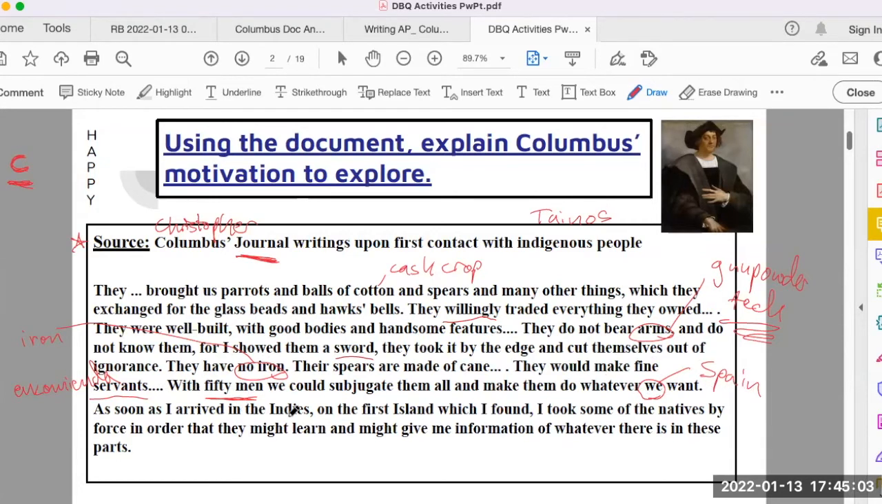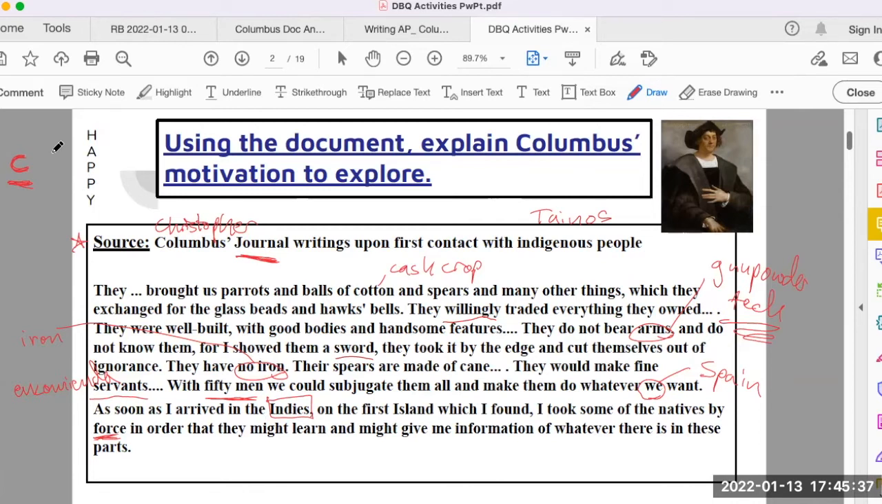As soon as I arrived in the Indies, believing that he had arrived in India, on the first island which I found, I took some of the natives by force in order that they might learn and might give me information of whatever there is in these parts. So already, before I have even finished reading the document, I have a series of notes and I have a category for the cause of European domination in the New World that will eventually lead to me talking about the effects of European domination in the New World.